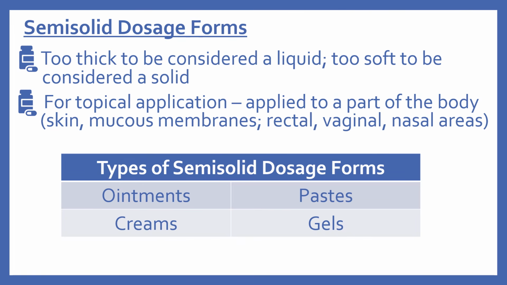Look now at the semi-solid dosage forms. These are too thick to be considered a liquid, but too soft to be considered a solid, and therefore topical application. They're applied to a part of the body, the skin, mucous membranes, or rectal, vaginal, or nasal areas. And the types of semi-solid dosage forms include ointments, pastes, creams, and gels. And we'll look briefly at each of those.